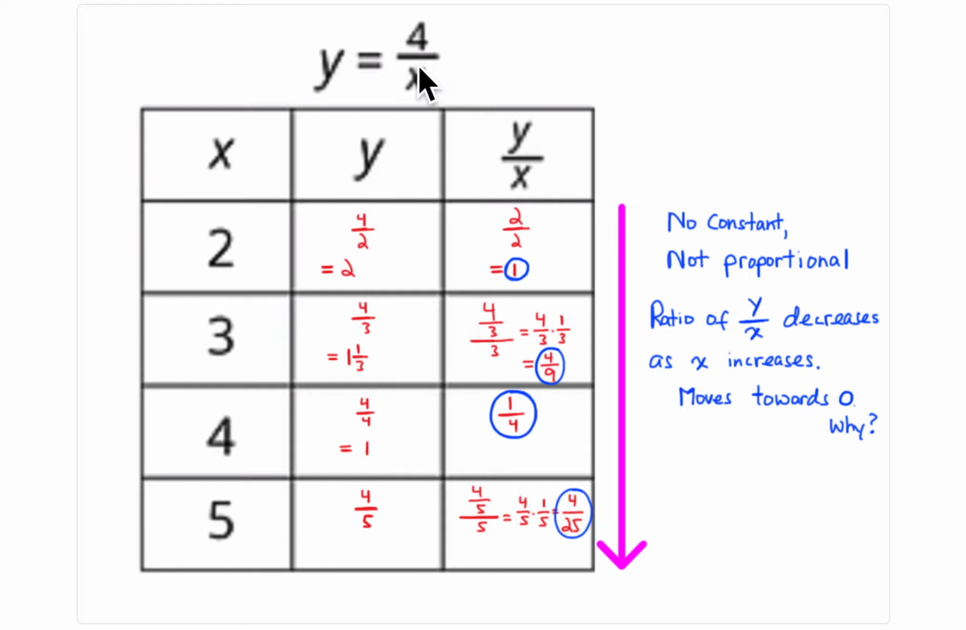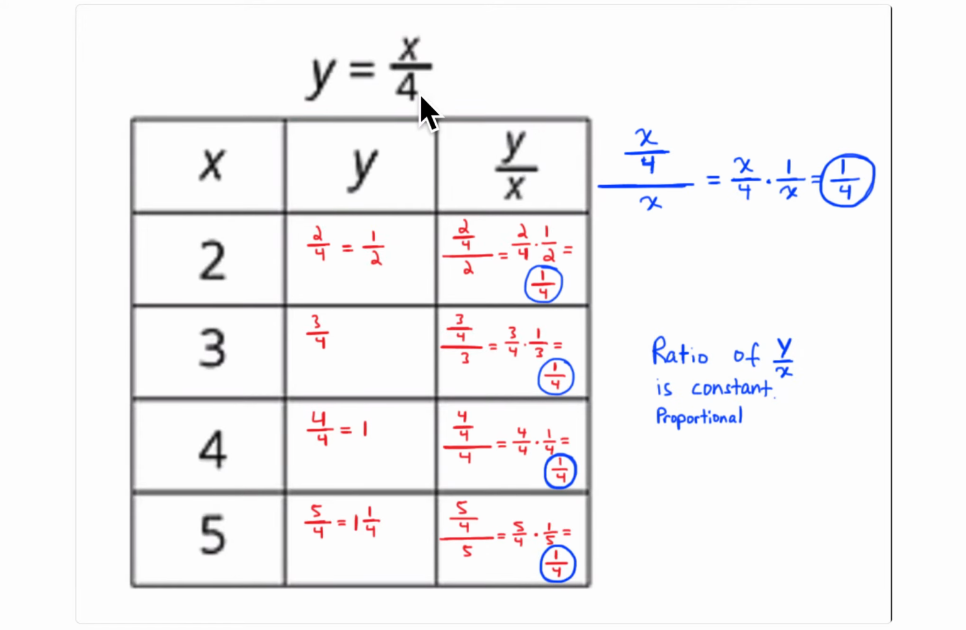So this is 4/25. So notice in this case what's happening. As x gets bigger and bigger, this fraction gets smaller and smaller, and it begins to approach 0. The point that you have to think about for this activity is just that this is not constant. So this is not a proportional relationship. There is no constant of proportionality, and actually the ratio of y divided by x decreases as the value for x increases, moves towards 0.